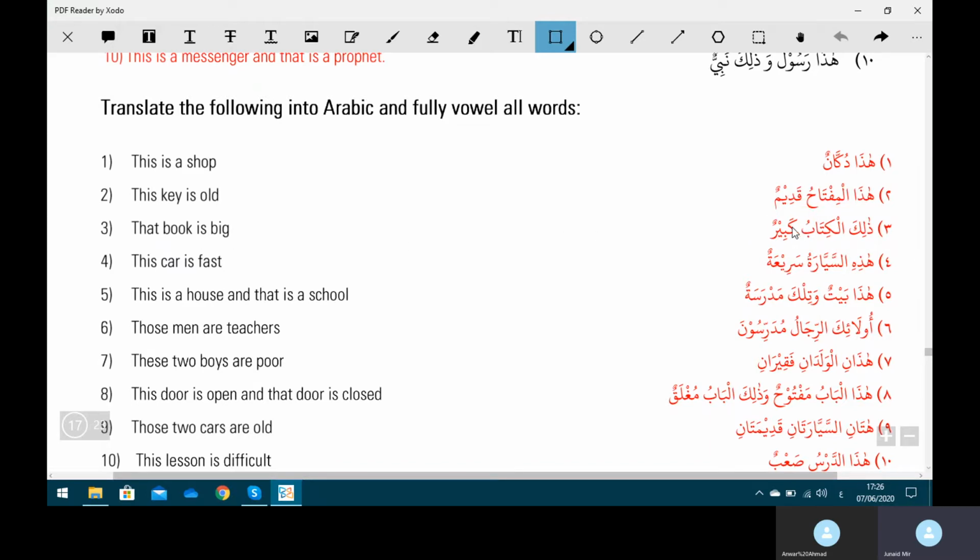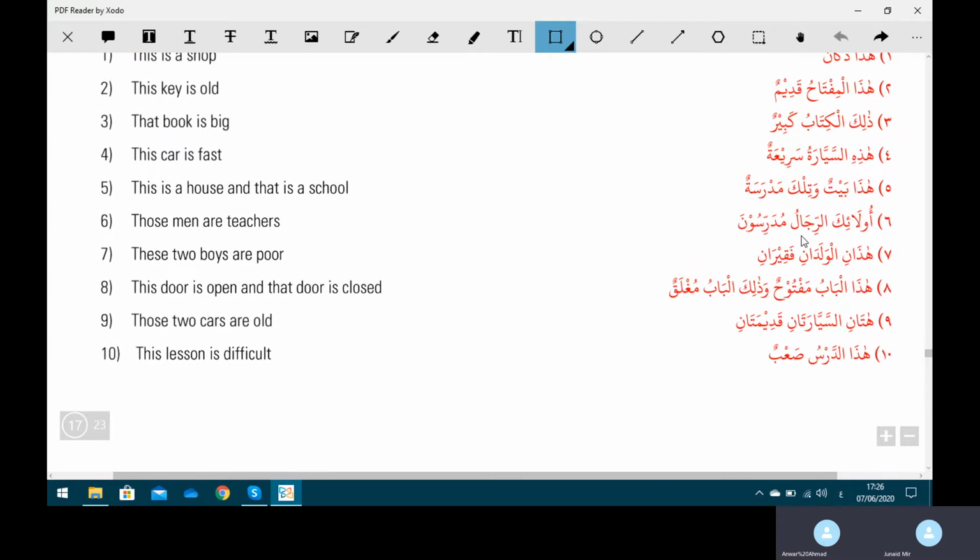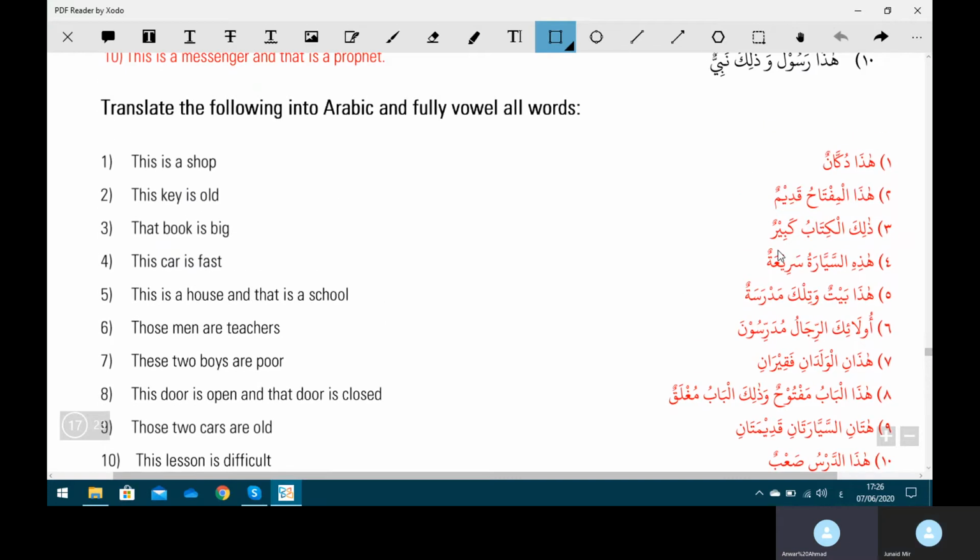Again, kabirun is the word after is, that must agree with al-kitabu, the word before is, in number and gender. So number is singular, kabirun is singular, gender is masculine, kabirun is also masculine. So don't say kabiratun, and don't say kabirani, and don't say kabiratani, and don't say kibarun. Kibarun is the plural of kabirun.